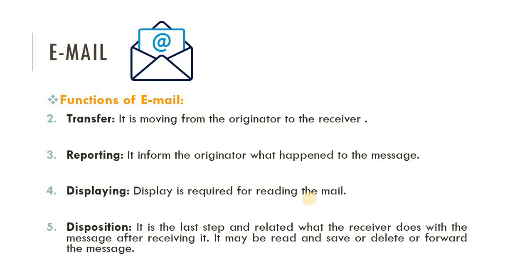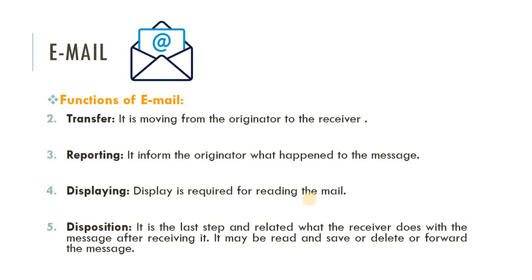Third is reporting. It informs the originator what happened to the message. When I click on the send button, after a second I am shown a message like "your mail is successfully sent." That message is an informative message. So when your message is successfully sent to that address, the third function is called, which is reporting. It reports to the owner of that email that your message is successfully sent.